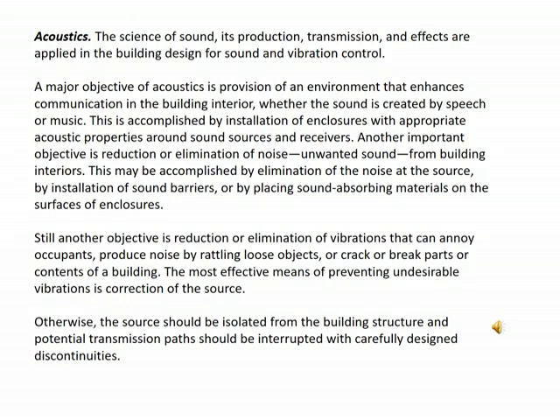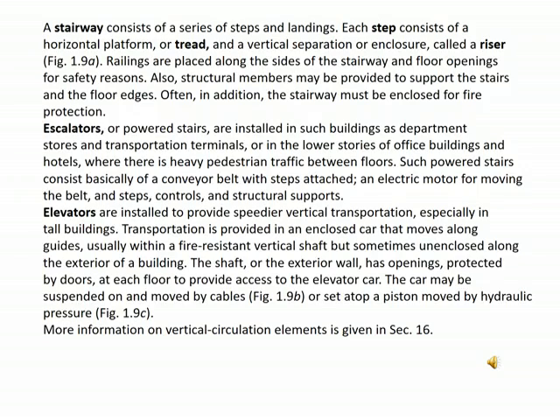Now we're talking about the stairway. The stairway consists of a series of steps and the landing. Each step consists of the horizontal platform, or the tread, and the vertical separation or enclosure, which is called a riser. So horizontal is the tread and vertical is the riser. It is included in the stairway. The railings are placed around the side of the stairway or the floor opening.